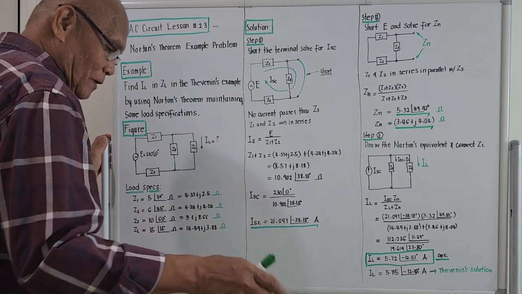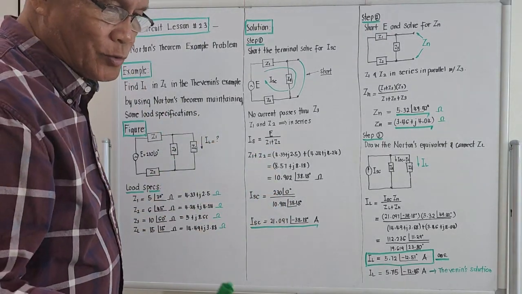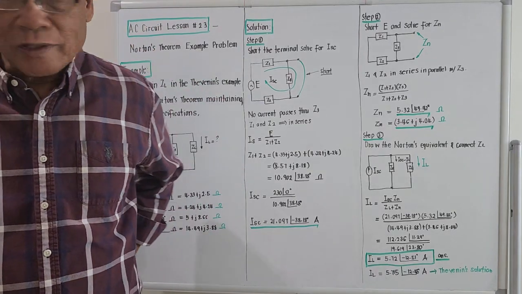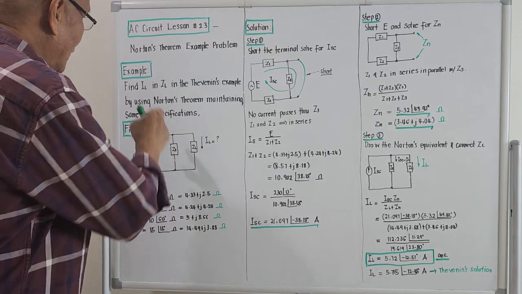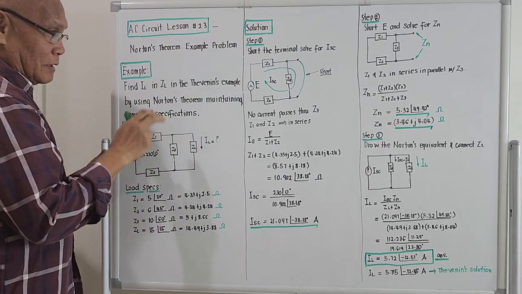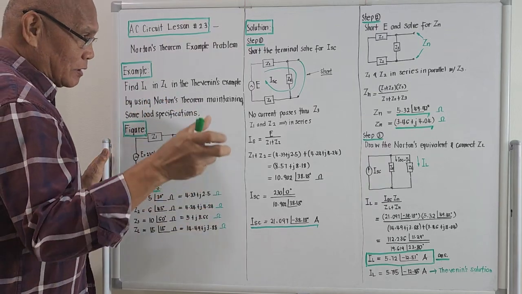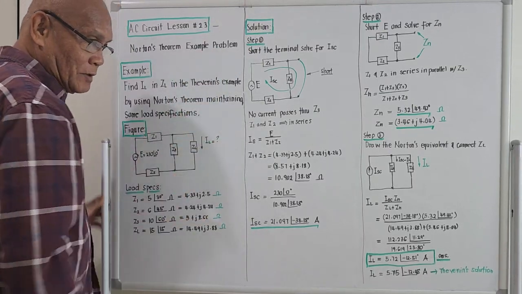My long video format discussion for this evening, it's August 17, 2023. The time is around 11:14 p.m. Okay. Alternating current circuit, lesson number 23. The title of the topic for this evening will be Norton's theorem, example problem.